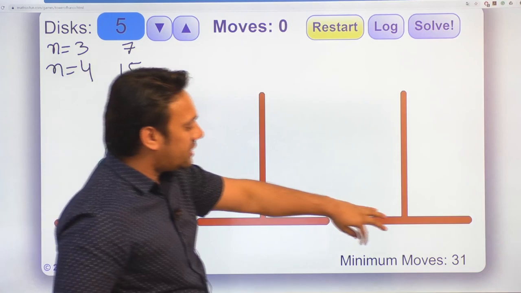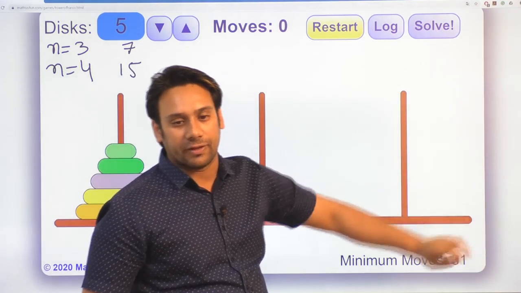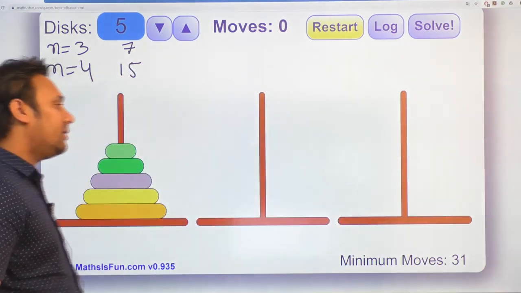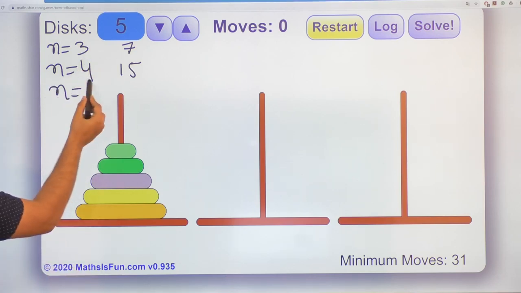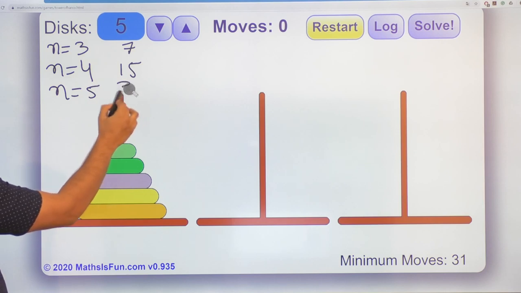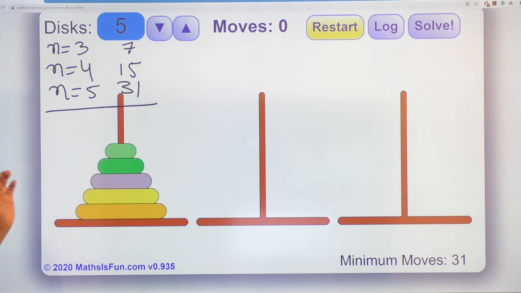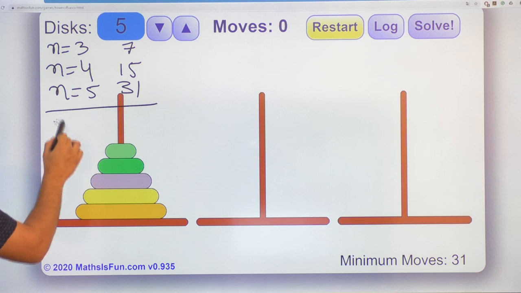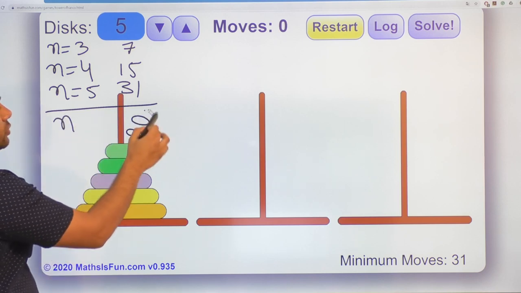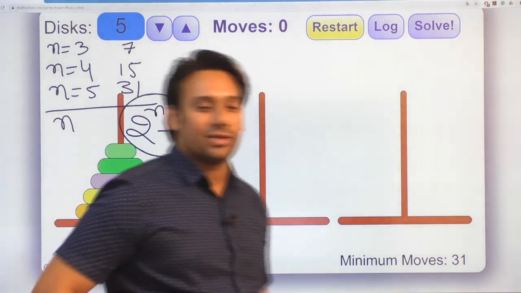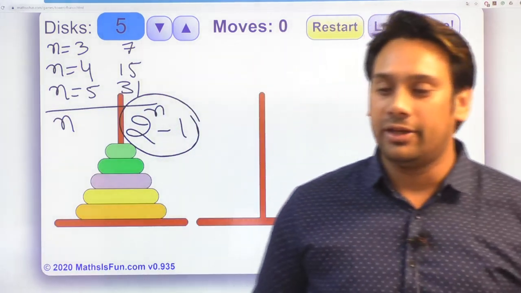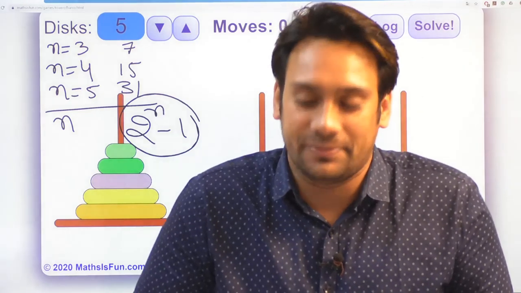What is the number of moves required here? The number of moves required is 31. If n is equal to 5, the number of moves required is 31. In the same way, for n plates, the number of moves required is 2 raised to the power n minus 1.